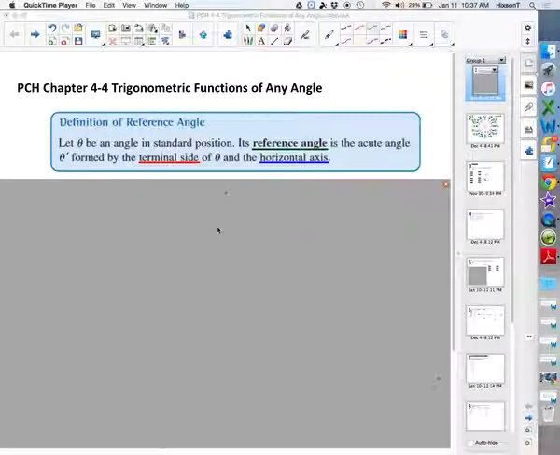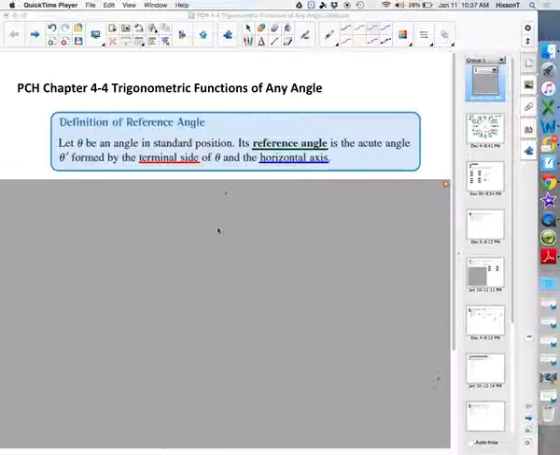Right, so we're looking at section 4.4, and we've addressed this idea a little bit already, but we want to focus in today on this concept of the reference angle. We're going to look at what the reference angle is, how to find the reference angle, and then what the significance of it is. Okay.